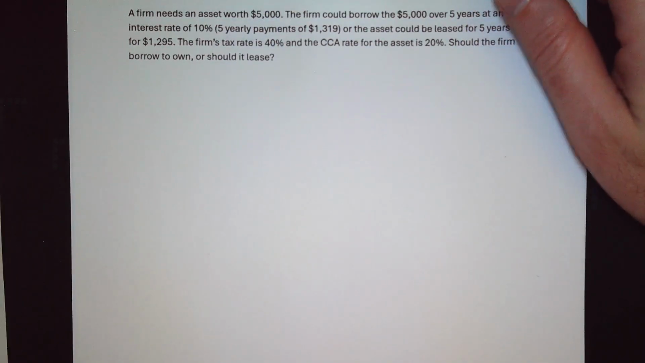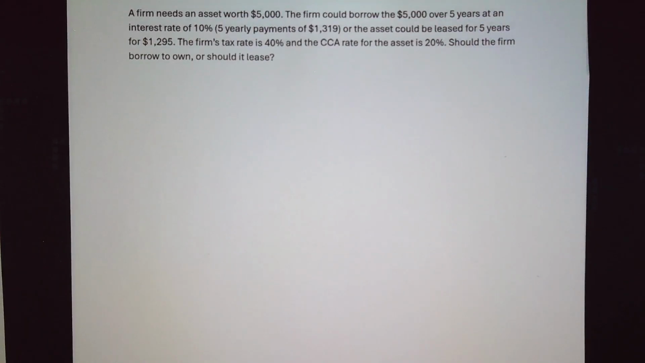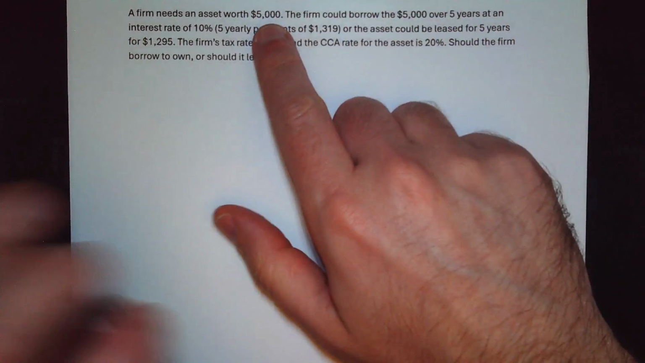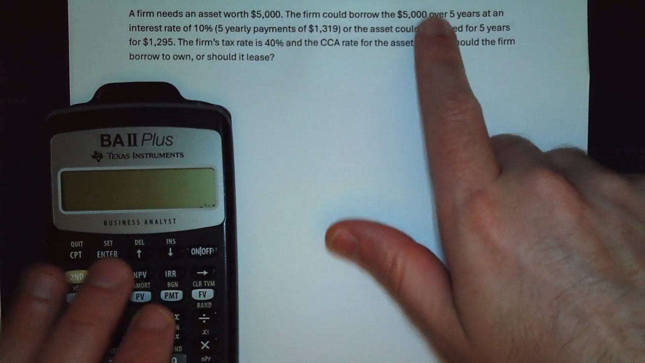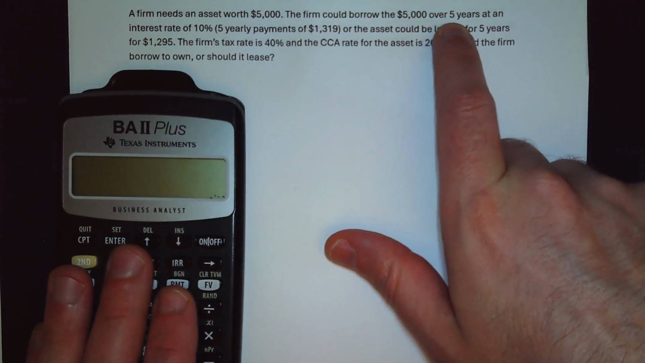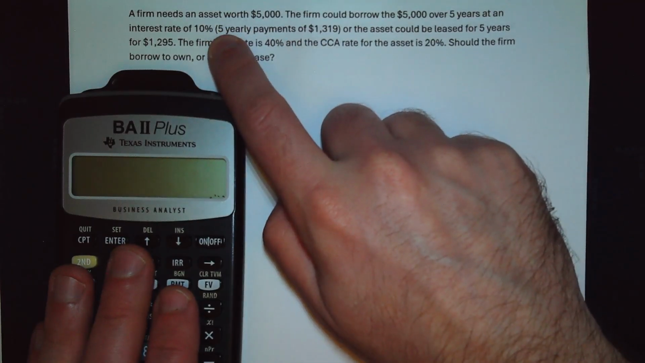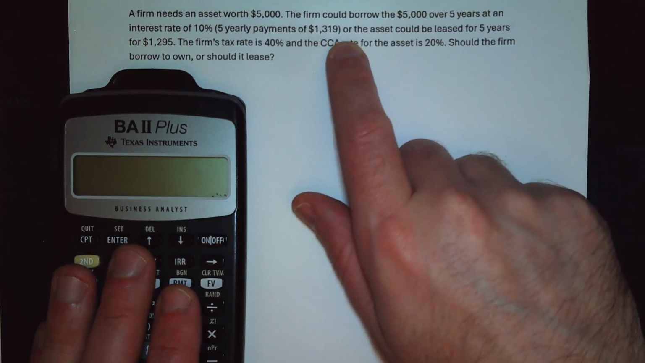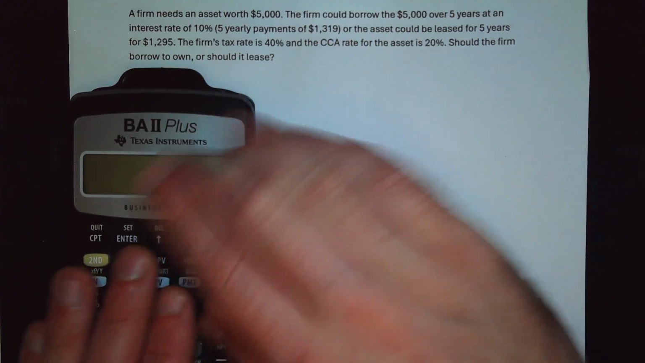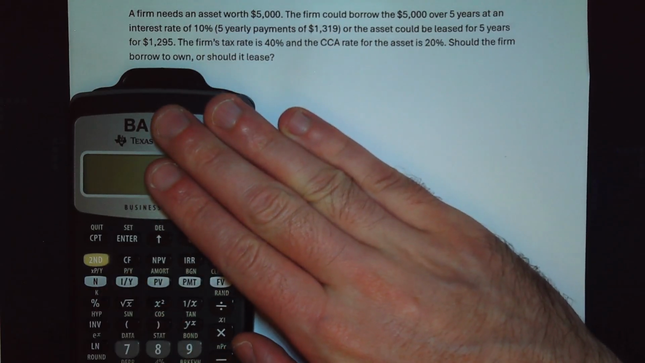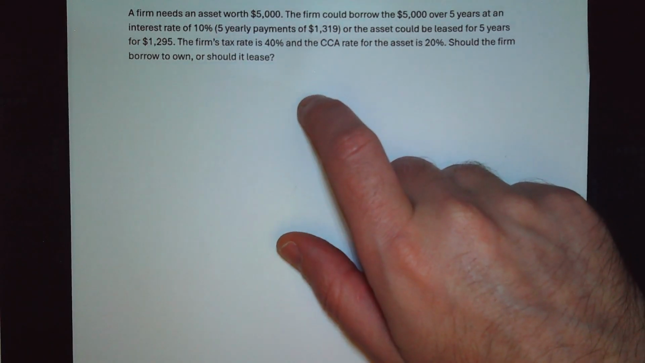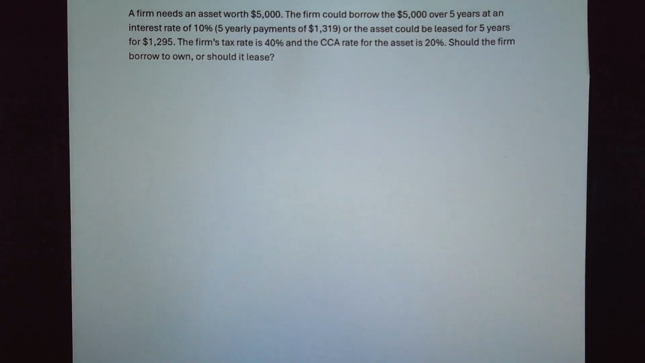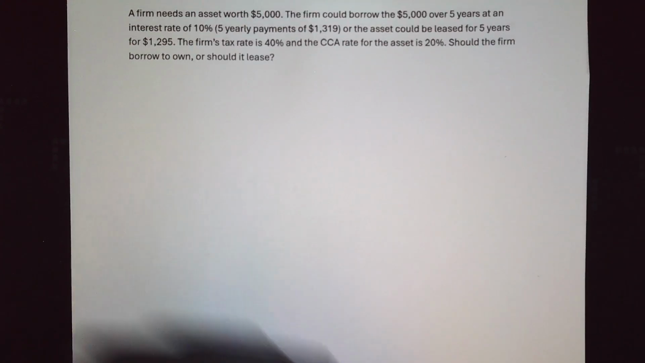Okay. Before going further, though, this asset is worth $5,000. We can borrow it for $5,000 over 5 years at an interest rate of 10%. This gives us 5 yearly payments of $1,319. That's actually not exactly true. If you take your financial calculator, you'll find that the payments are actually $1,318.99. Okay, so I'm rounding here.